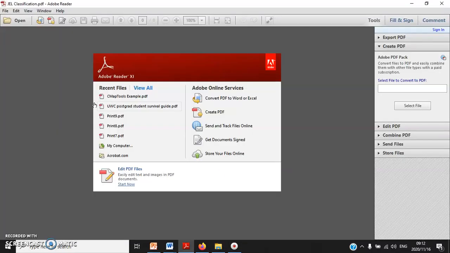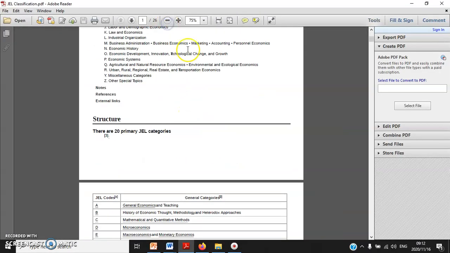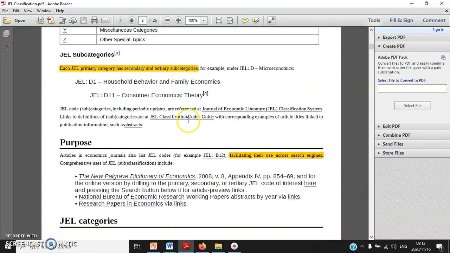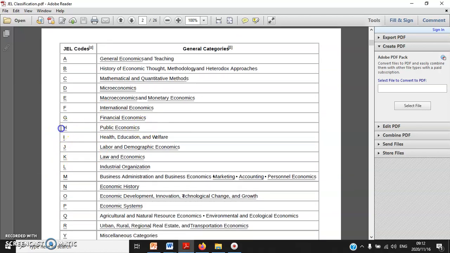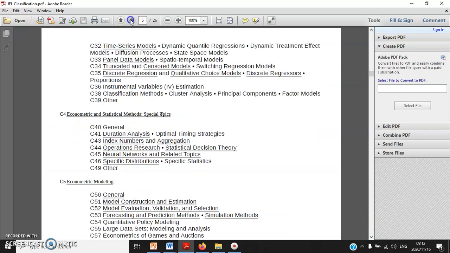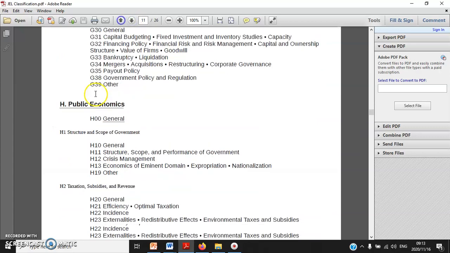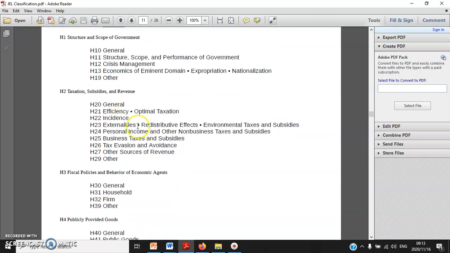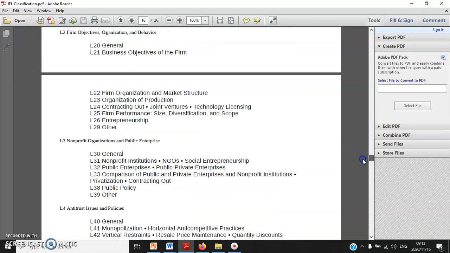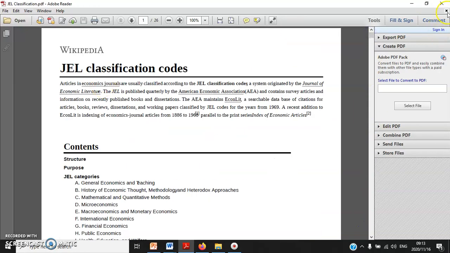I will just open it. Okay, so when people need to rely on the codes, then they would know, oh, your study relates to this area. So maybe you want to do a topic in public economics, then your JEL code would start with the letter H actually. So when you have time, you can go through this document. So these are the codes under area H, public economics. So if your research essay is about tax evasion, then you have to put H26 as your JEL code at the bottom of the abstract. Okay, so when you have time, please go through these JEL classification code documents.